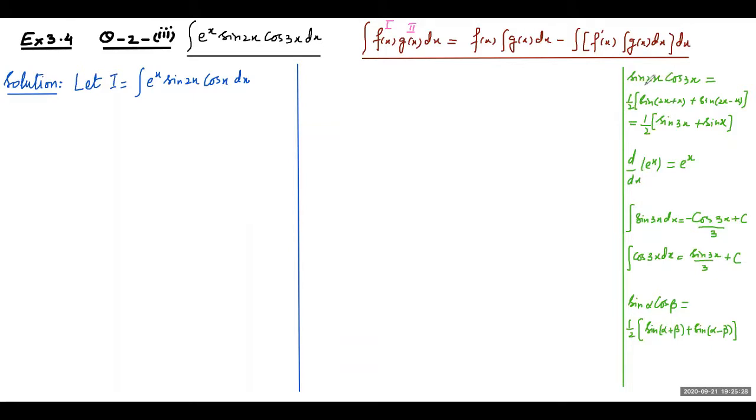Here we are going to use this formula: sin alpha cos beta equals 1/2 [sin(alpha plus beta) plus sin(alpha minus beta)]. That is the formula of conversion from product to sum and difference in trigonometric functions. Using this formula, we convert sin 2x cos 3x and we get sin 2x cos 3x equals 1/2 [sin 3x plus sin x].